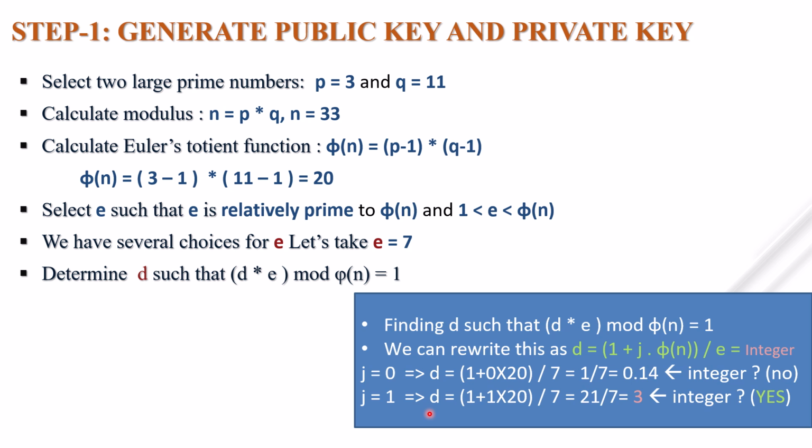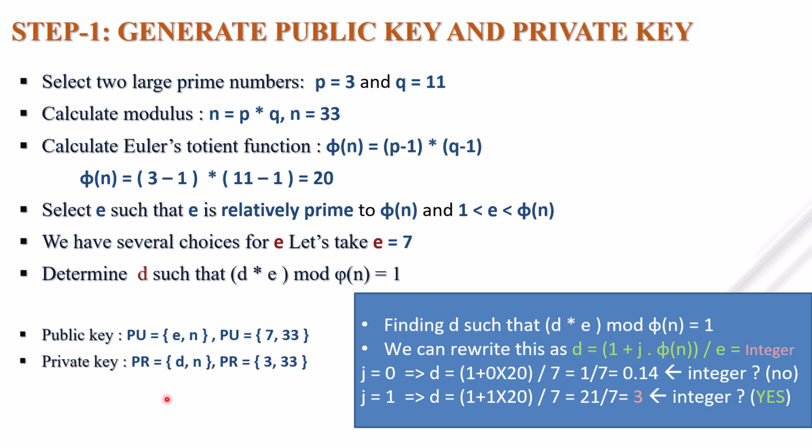Okay. So what is our public key? Public key is equal to E and N. What is our E? 7. What is N? 33. And what is our private key? D and N. So 3 and 33.